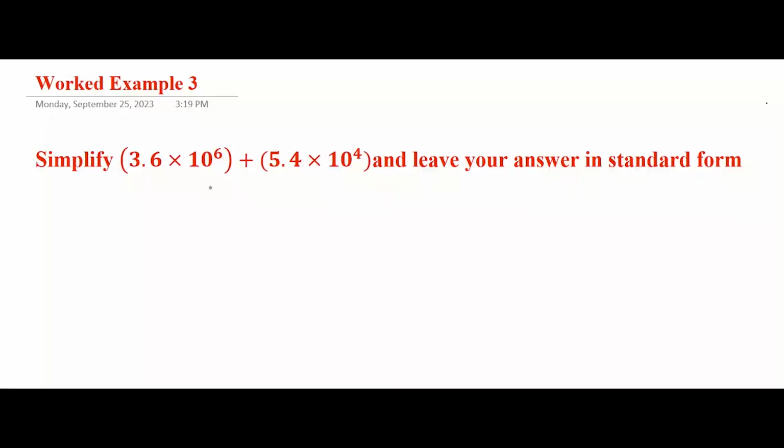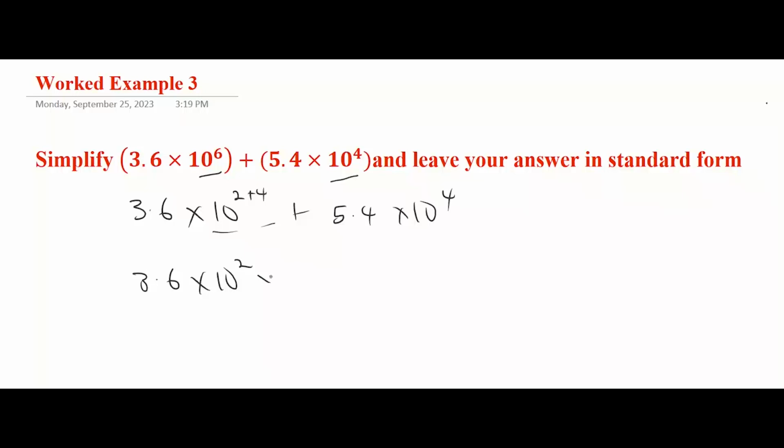So the first thing you need to do is to check the power of 10. So 10 is raised to the power of 6 here, and 10 is raised to the power of 4 here. So we need to write the bigger one as the lower one. So that means we need to write 6 as 2 add 4. So you say 3.6 times 10 to the power of 2 add 4, that is 6, then plus 5.4 times 10 to the power of 4. So we can apply multiplication of indices here by separating the base. So this will be 3.6 times 10 to the power of 2 times 10 to the power of 4 add 5.4 times 10 to the power of 4.